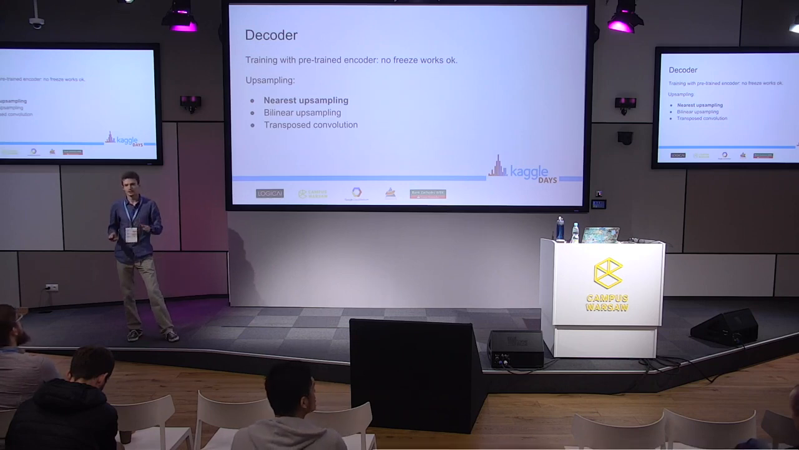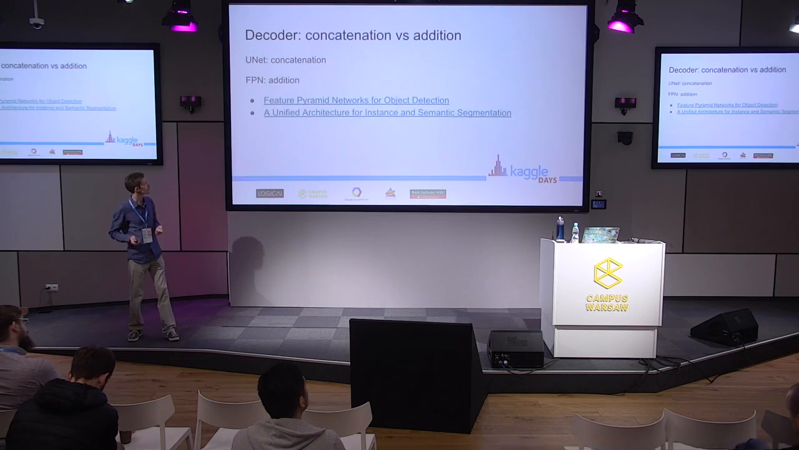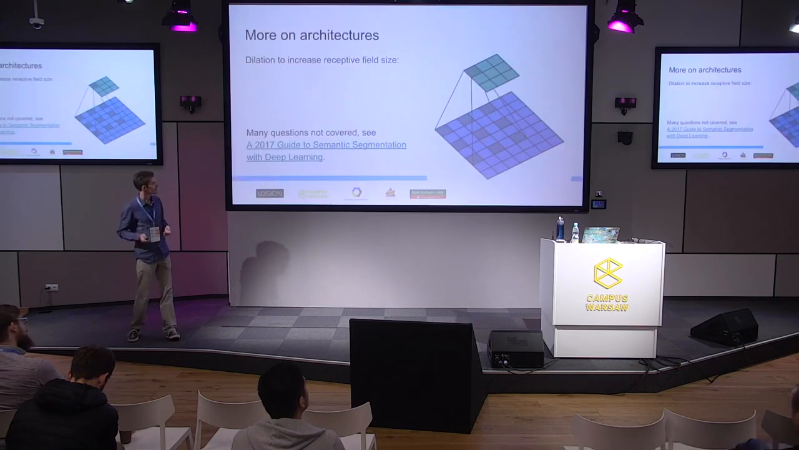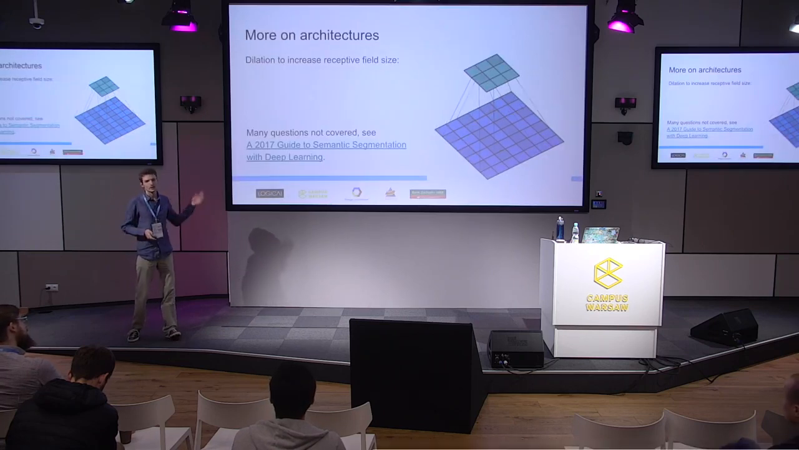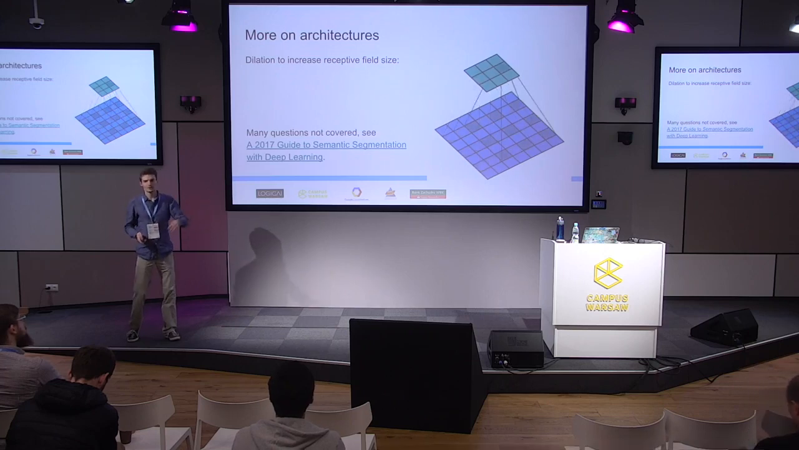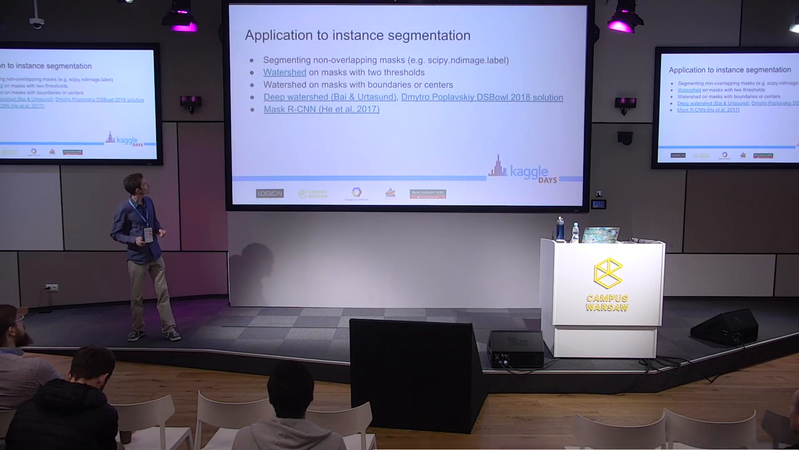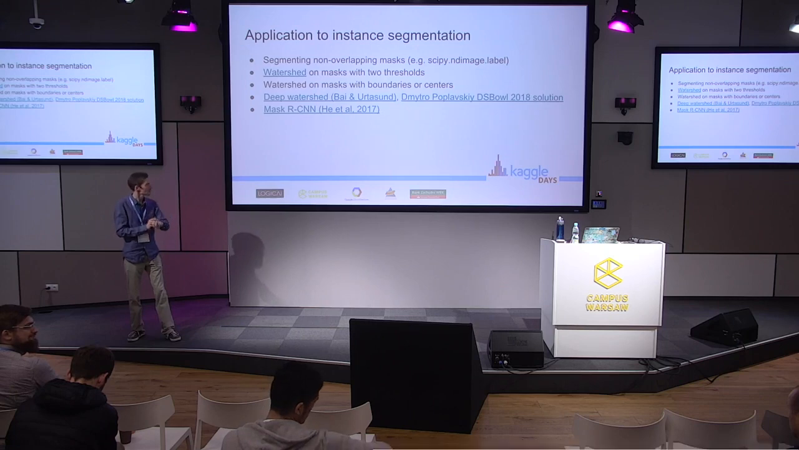The most important thing is that upsampling with just nearest upsampling works good enough, and it's easier to tune than transposed convolutions. But there are also a lot of interesting things there, and there are a lot of architecture questions that I don't cover here. Please see the papers. Okay. And how much time do I have?